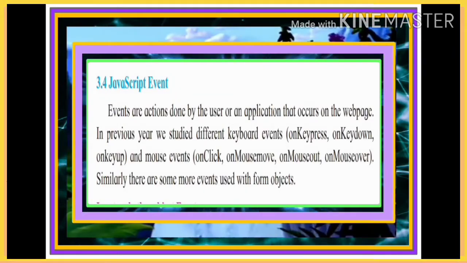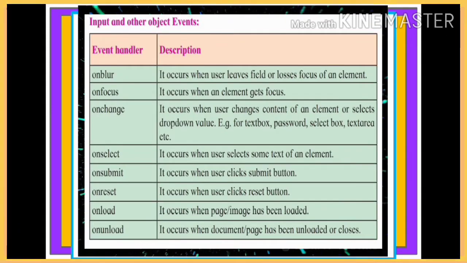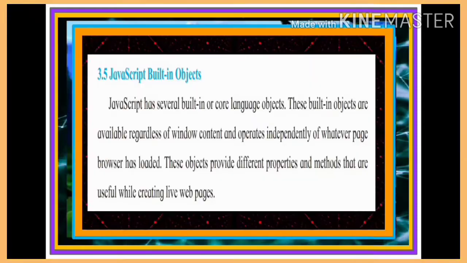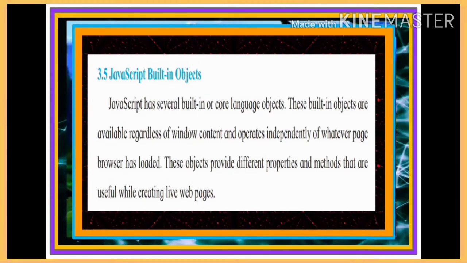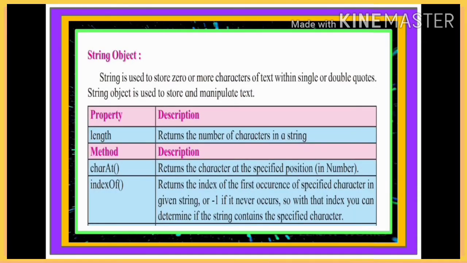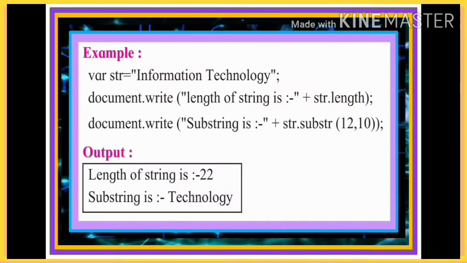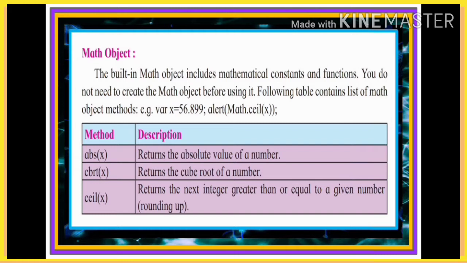In our next part, we will discuss JavaScript events, input and other object events like onblur, onfocus, onchange, onselect, onsubmit, onreset, onload and onunload. Also we will discuss JavaScript built-in objects like string, math, array, date, etc. Property of string object, methods of string object, example of string object, math object, methods of math object.